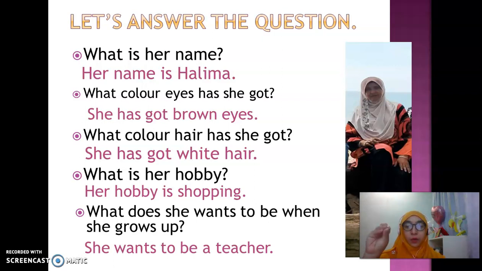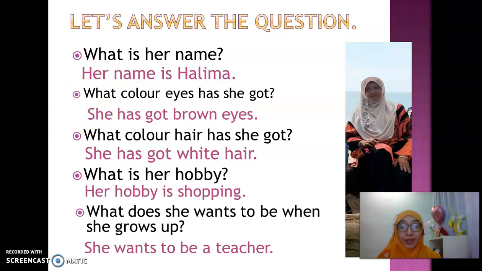Those are the 5 questions that we use when we want to talk about a female member of the family. Notice that my mother is a woman. She is a female. So we use her and she. For my father, we use his and he because he's a male. But for my mother, we use her and she. I hope you understand.